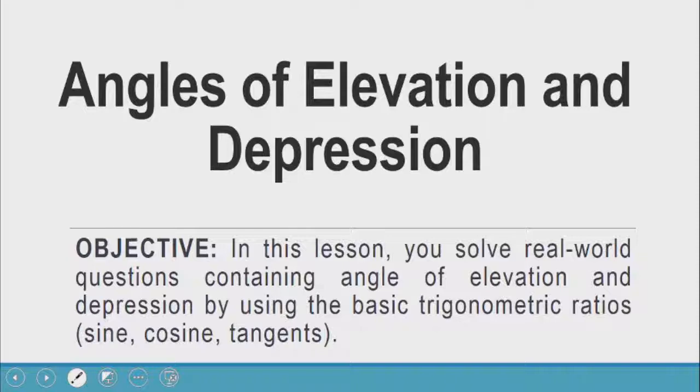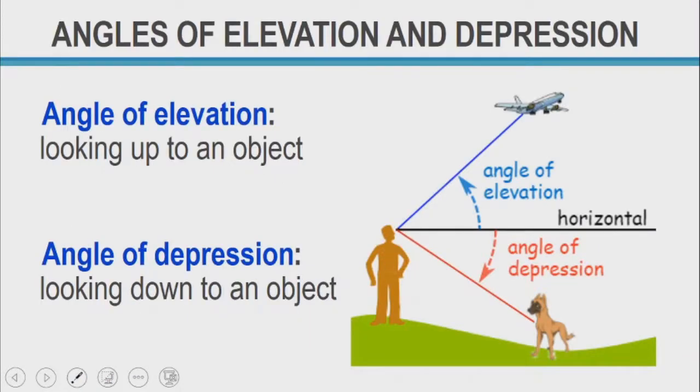In this lesson, I will discuss the angles of elevation and depression. This is the application of using the basic trigonometric ratio to solve real-life questions that arise from our basic right-angled triangle shapes. This man is looking up to this airplane. So the line of sight is the blue, and the angle that the line of sight makes with this horizontal line is the angle of elevation.